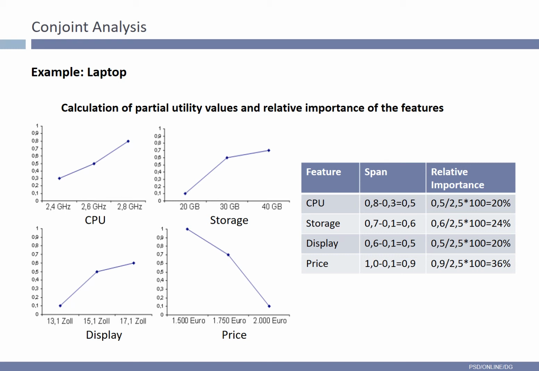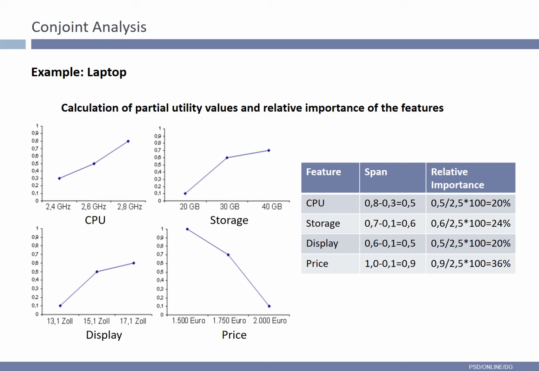When it comes to the hard disk storage space, the picture looks a little bit different. You can see that the 20 gigabyte attribute is really barely creating any kind of benefit. The utility is 0.1. 30 gigabytes in contrast has a utility of 0.6. So actually the additional value created by this 10 gigabytes more is substantial.